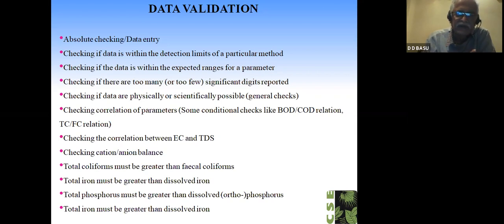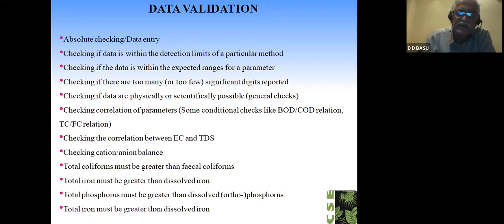Checking if data is physically or scientifically possible, a general check. You will know dissolved oxygen of 12 milligram per liter is not possible. It is not at all possible. BOD more than 30 milligram per liter in a river is not possible. Total dissolved solids of 3000 milligram per liter is not there. It will be around 500 to 800. And in India, around 500. In a very good river, it will be 100, 200. Right? In Scotland, it is 50 milligram per liter.